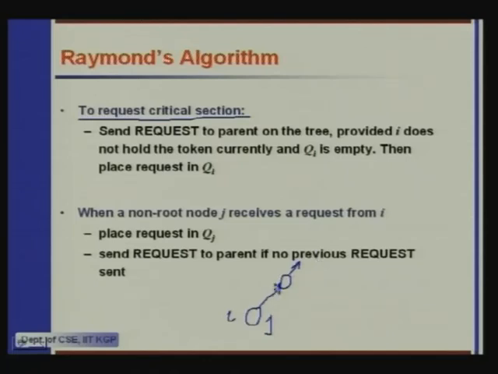When the token comes, it will then see who is waiting. So, it will see that the process I had made a request, so it will send the token down again here. Okay, that is what is going to happen later. Right now it just sends the request to its parent. Clear?